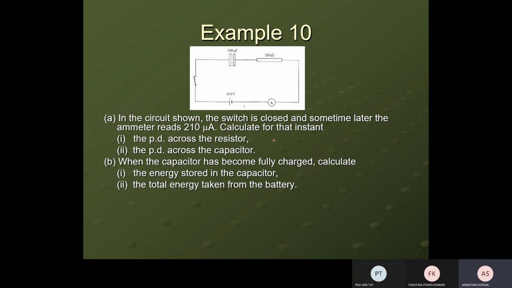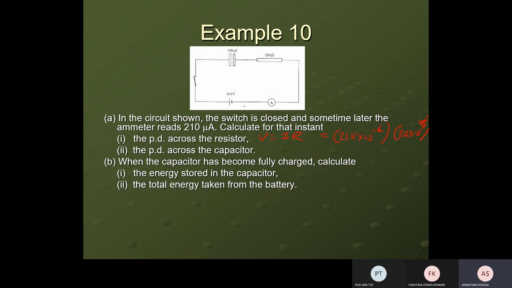What formula do you use? How much is the PD across the resistor when the current is 210 microampere? V equals IR is to be used. I is 210 times 10 power negative 6. Resistance is 20 kilo ohm, 20 times 10 power of 3. You get the PD across the resistor. The formula V equals IR must come to mind.